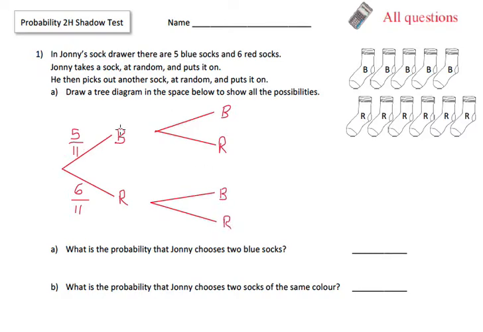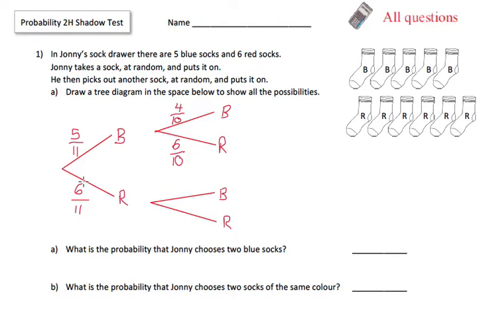Okay, now if he's chosen a blue sock the first time, that means there's going to be one less blue sock in the drawer, so only 4 now. And there's also going to be one less sock in the drawer altogether, so there's only 10 socks in the drawer altogether. Can you see how the probabilities changed from the first choice to the second choice? Okay, if he chose a blue one the first time, that means there's still going to be 6 red ones, but there is 10 socks altogether. And you should notice that these should add together to make a whole one, just like these do.